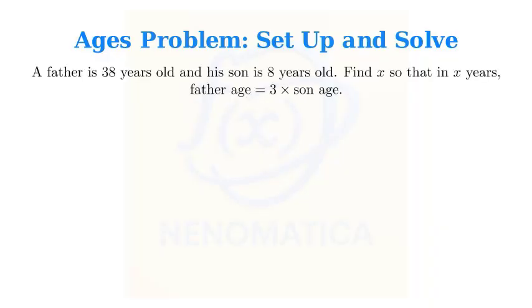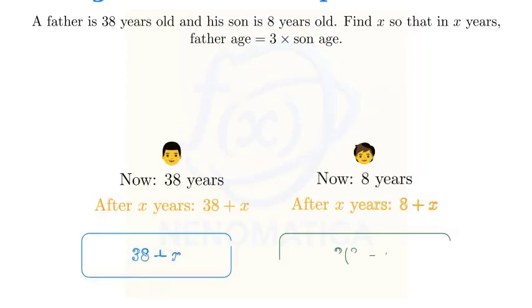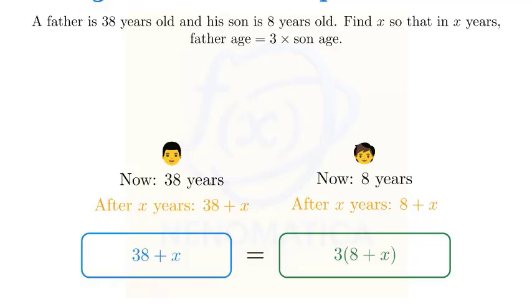Example. We will solve a classic ages problem using algebra and a clear visual model. A father is 38 years old and his son is 8 years old. After how many years will the father's age be 3 times the son's age? Let's model the situation. We will show the father and the son now. Then we will add x years to both. That gives the equation. 38 plus x equals 3 times the quantity 8 plus x.